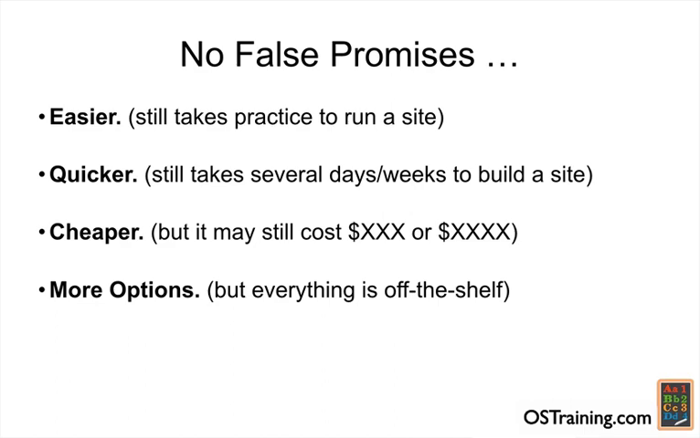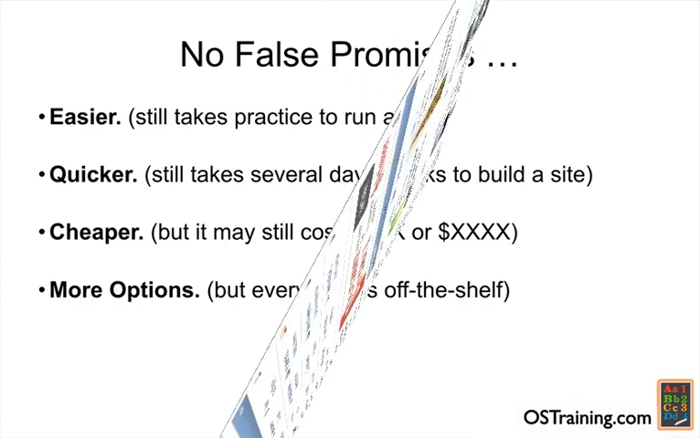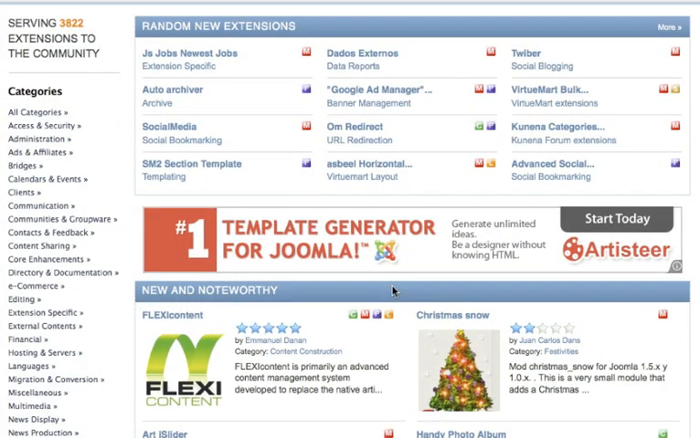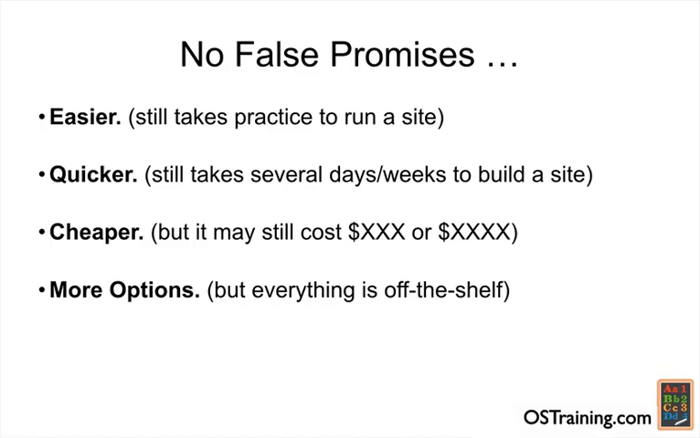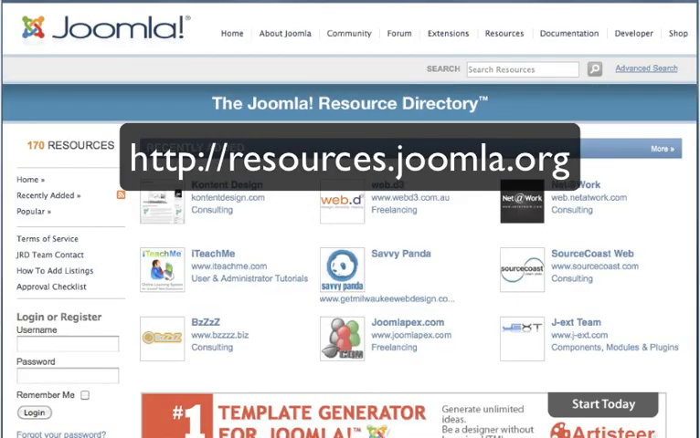Finally, there are more options with Joomla. It's incredible to see the number of extensions, and we'll look at that in just a moment. But as you know, everything is off the shelf, which means you're at the mercy of the extension developers. Now, with the over 3,500 extensions that are available in the Joomla extensions directory, plus many, many more that are available from other websites, the probability that you'll find exactly what you need is pretty high. Of course, there are developers who will custom develop extensions for you. To find those, just go to joomla.org and look at the developer community.